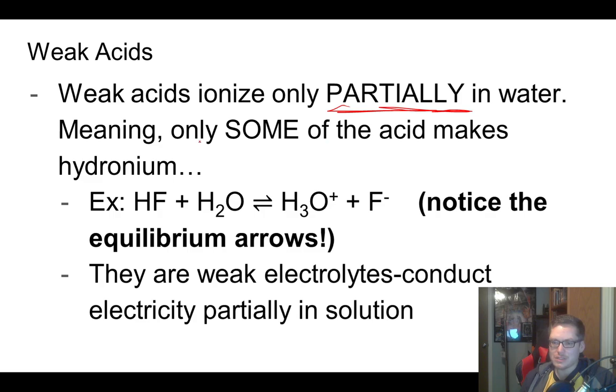Okay, so that means only some of the acid will actually make the hydronium. All right, so HF is a weak acid, so when it goes, we use this new fancy arrow. So this is your first time seeing this guy. This is an equilibrium arrow. What this is showing is that your reaction can actually go in both directions.